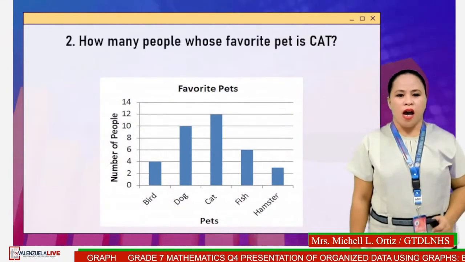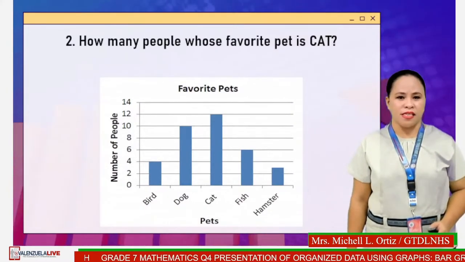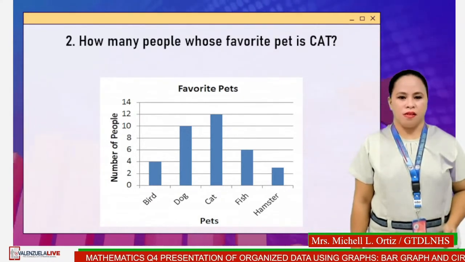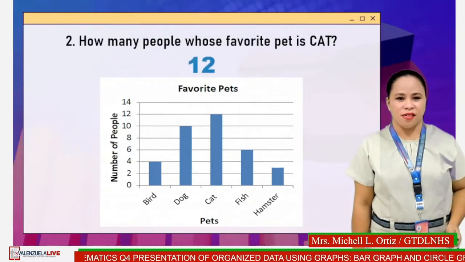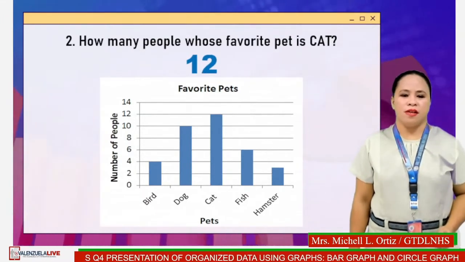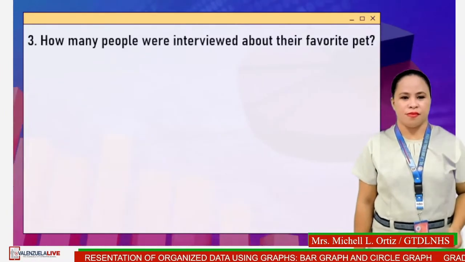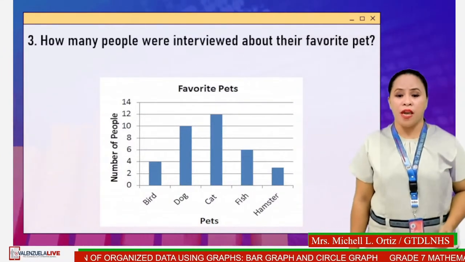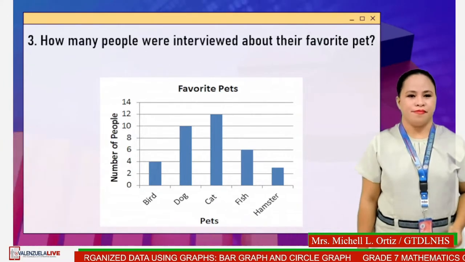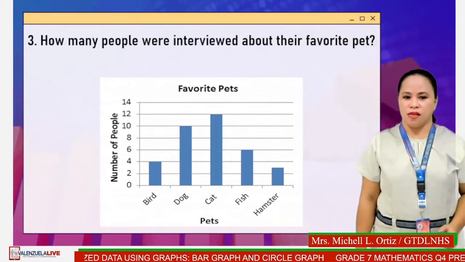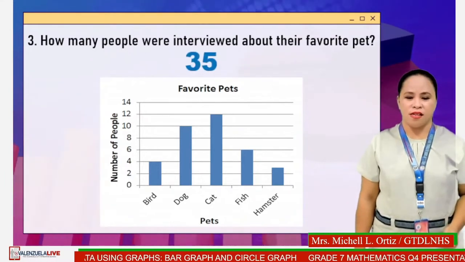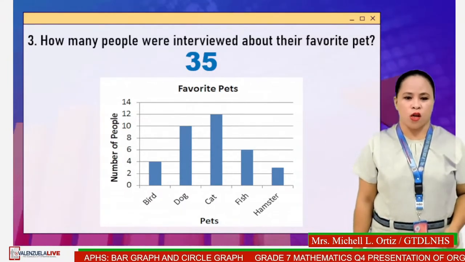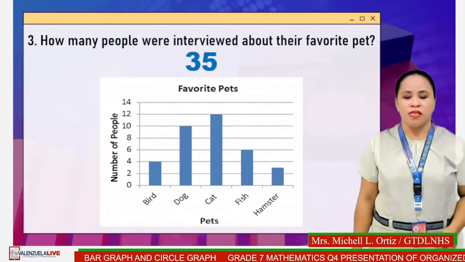Number 2. How many people whose favorite pet is cat? Correct answer is 12. Number 3. How many people were interviewed about their favorite pet? Is 35. Simply add the frequency of each category, 4, 10, 12, 6, and 3.